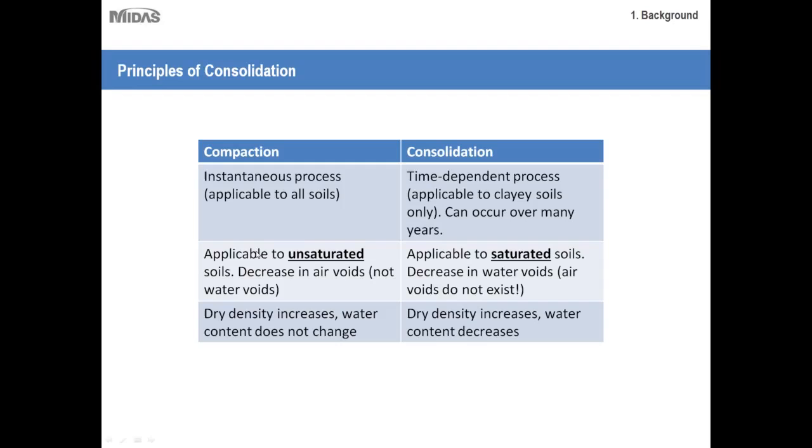The next thing to keep in mind is that compaction is applicable to unsaturated soils. So as you can imagine, instead of water filling the air voids, there's just air. So that's why compaction is so much faster, because there's no initial resistance. There's just air. Whereas consolidation is applicable to saturated soils. So there's a decrease of water in the air voids, and then naturally the voids compact. So that's another key principle to remember, is that it's really the water, the fact that the clay is saturated, that makes consolidation take so long. It's because it takes so long for that water to be pressed out of those pores.